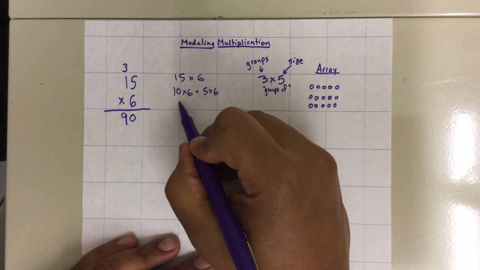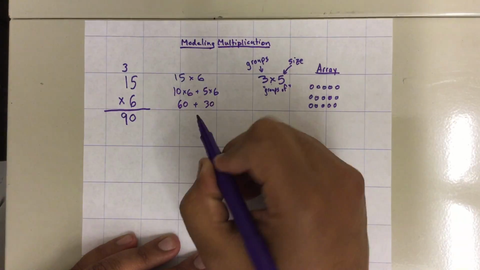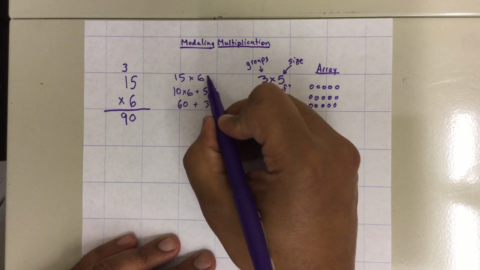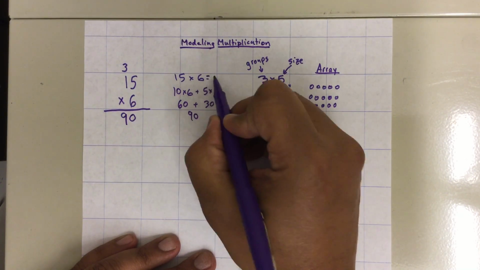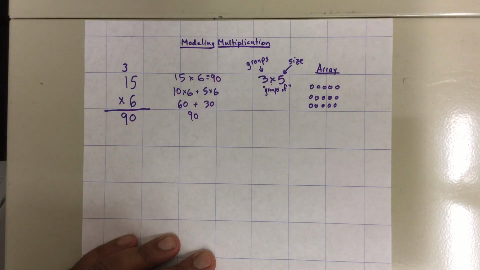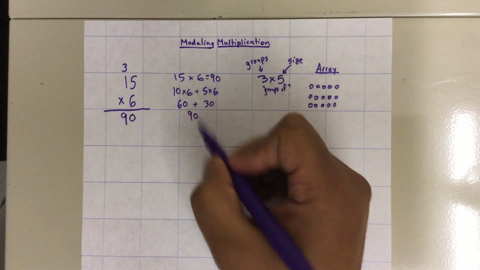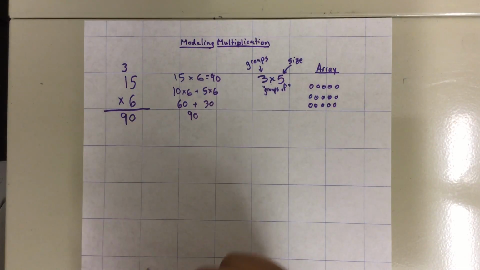So 10 times 6 is my 60, 5 times 6 is my 30. I put those together, and my answer is still 90. Get 90 either way, whether we do the algorithm or whether we do this mental math way of doing things. I'm writing down the mental math. Normally we wouldn't. We'd just be doing these steps in our head.